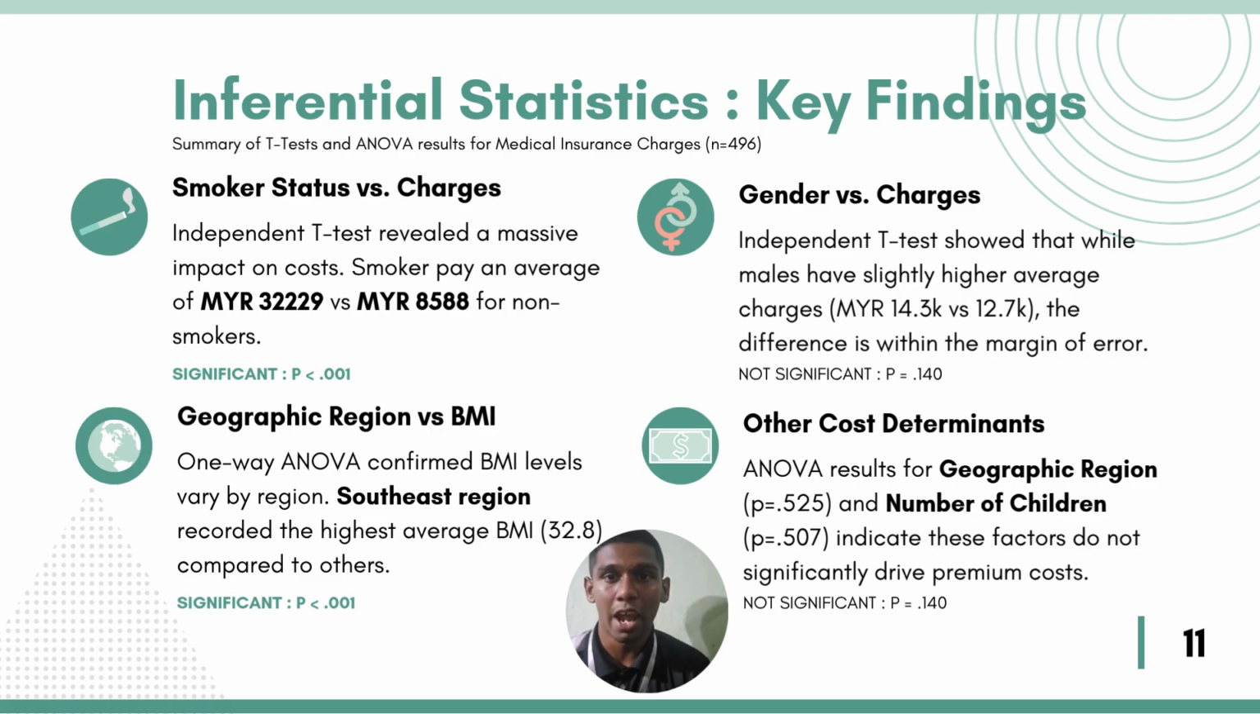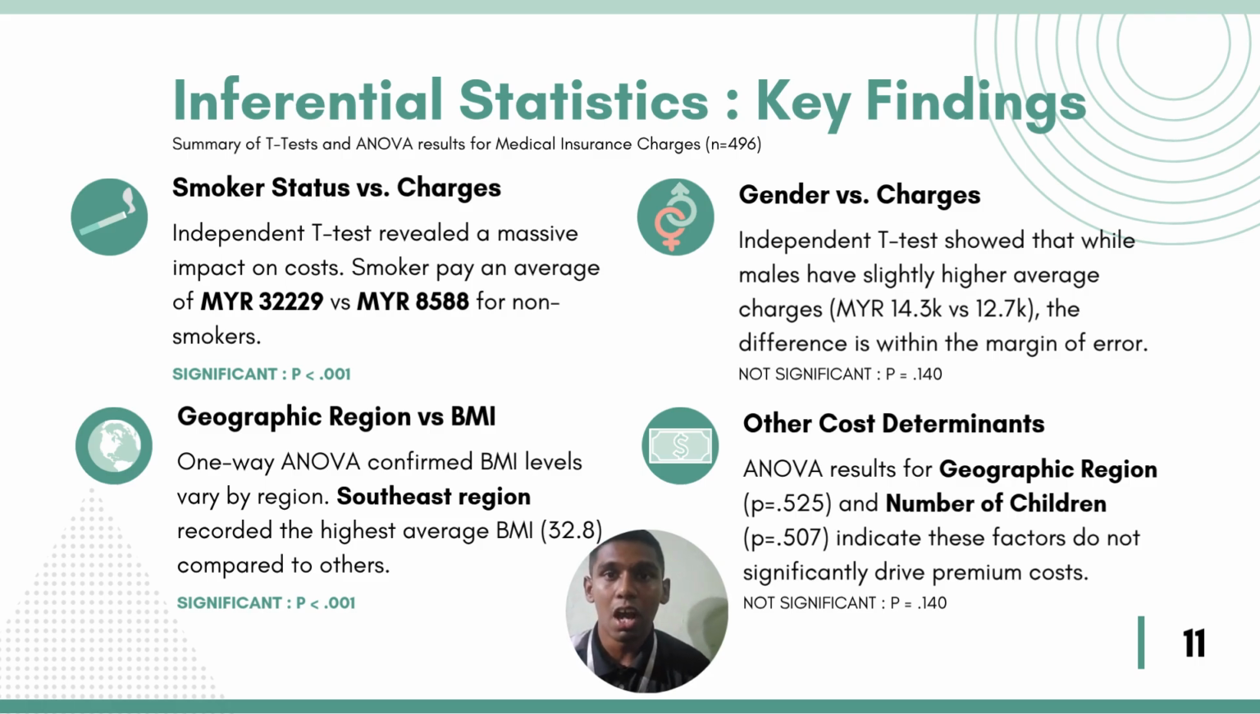Moving to our regional health metric, a one-way ANOVA confirmed that BMI levels vary significantly across geographic zones, with p lesser than 0.001, identifying that policyholders in the southeast region carry the highest average BMI at 32.8. Finally, when testing actual premium charges against location, with p equal to 0.525, and the number of dependents, with p equal to 0.507, our ANOVA model shows no significant differences, meaning neither geography nor family size acts as a primary cost driver.